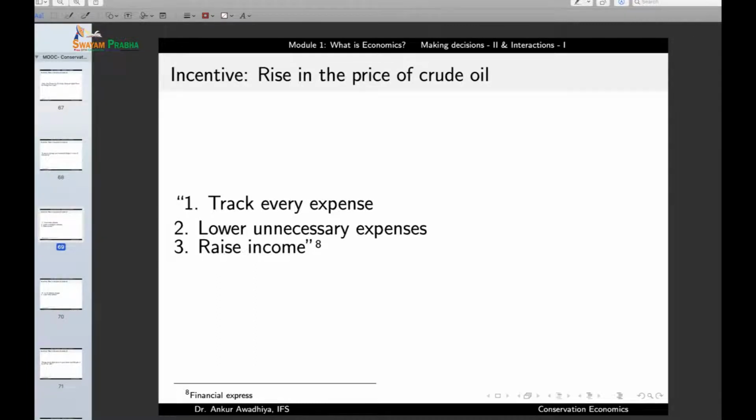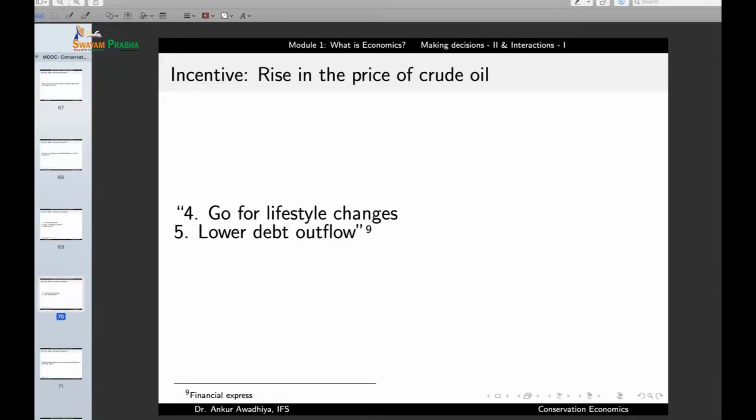Try to raise income. So people will start to look for other sources of income. Go for lifestyle changes because the price is going up and your lifestyle cannot be supported by the same amount of income that you had. So you should try to change your lifestyle so that you are able to accommodate with lesser amounts of stocks. Lower the debt outflow because nobody knows how long this fuel rise will go up.